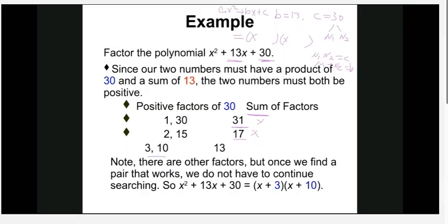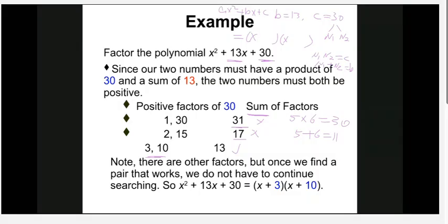And once we find that out, we can stop thinking about it. Once we find n1 and n2, we don't have to check any other possibility. Otherwise, you can try 5 times 6. Look at that, 5 times 6 is also 30. But 5 plus 6 is equal to what? 11. And this is not 13. So using 5 and 6 didn't work either.